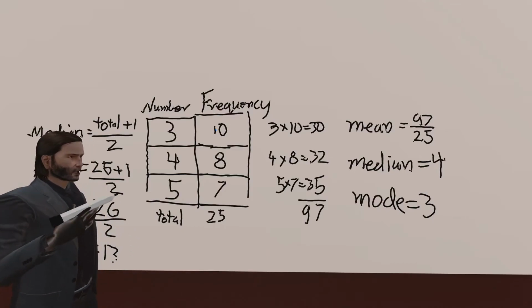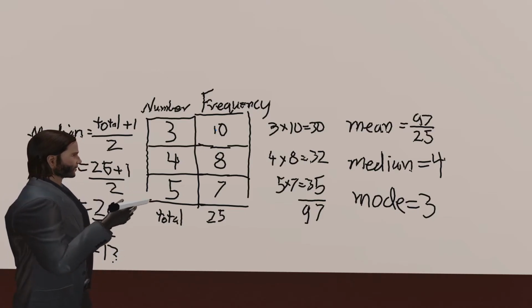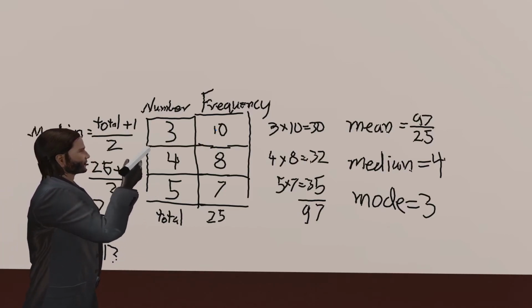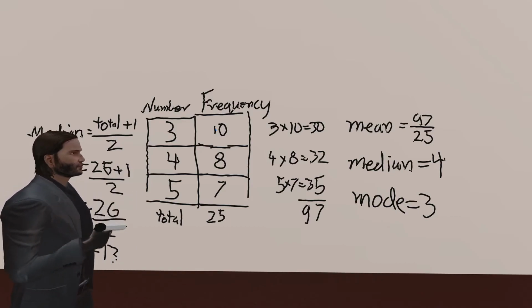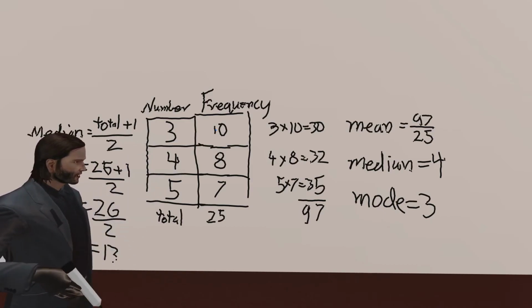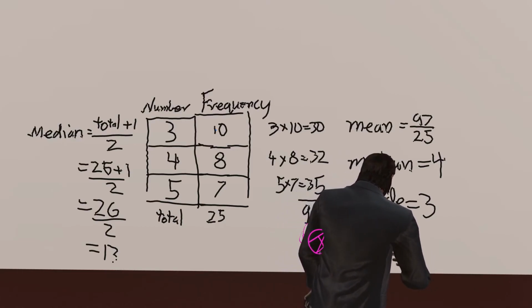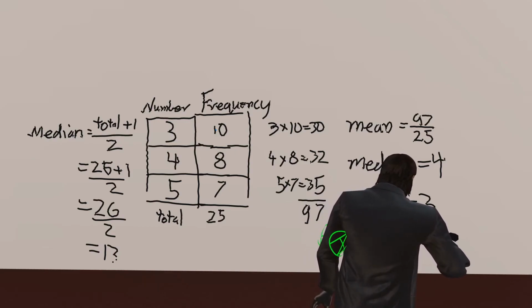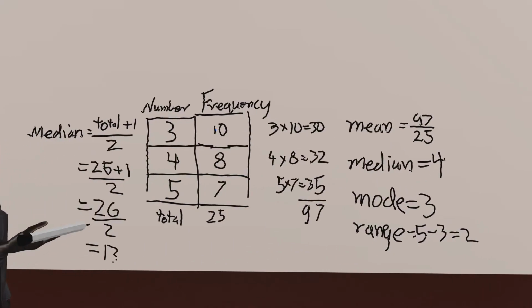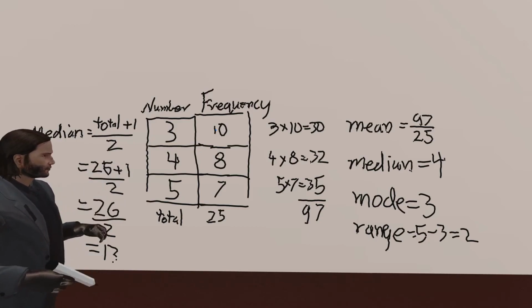Now, we can do one more thing. We need to find the range. So how would you find the range? It's the biggest number minus the smallest number. So the range is going to be 5 minus 3, which is 2. So we use the numbers for the range, not the frequency. So let's write that down. Alright, we now have our mean, median, mode, and range for this frequency table.